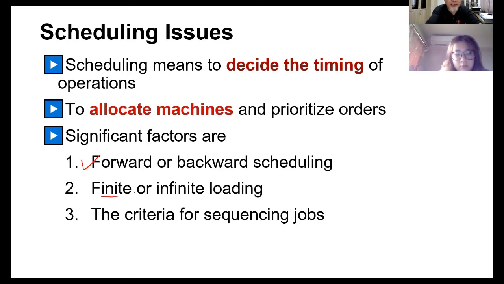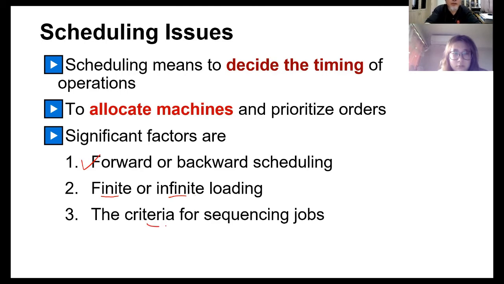Whether we're talking about finite or infinite. Finite means very fixed, okay. We have only 5 machines. We only have 2 cutters, so that's finite. Finite means very fixed. Infinite means you have a continuous process, infinite loading.